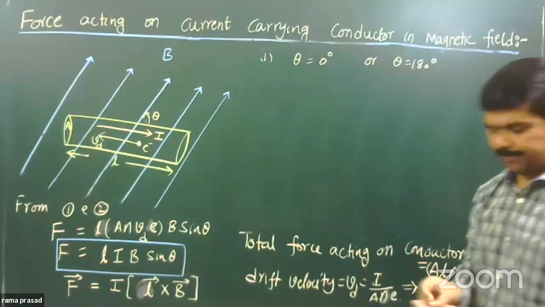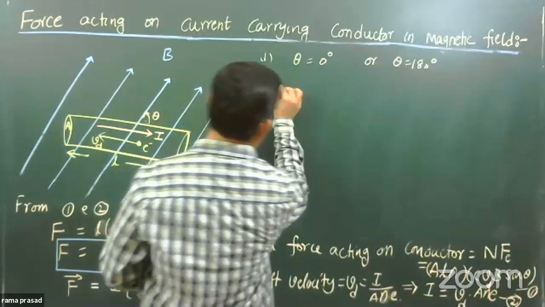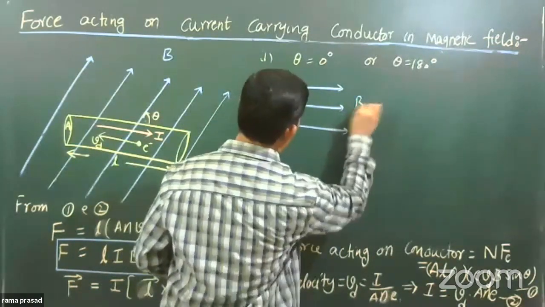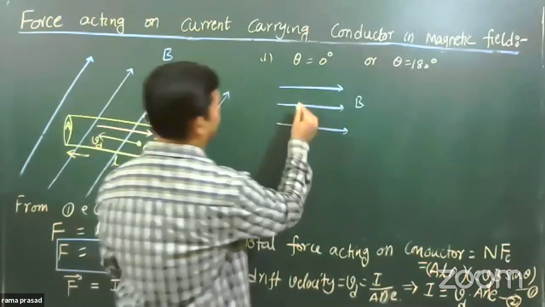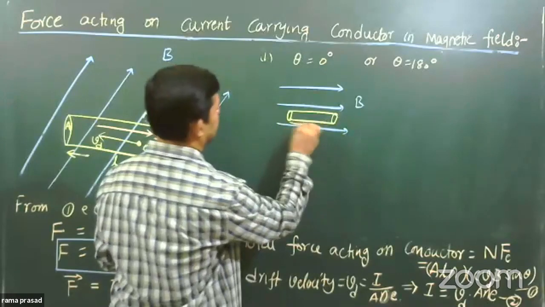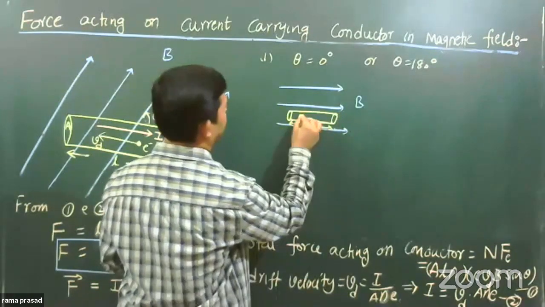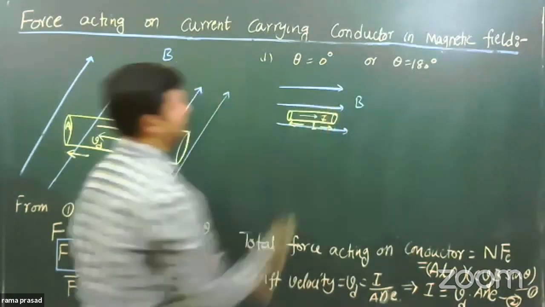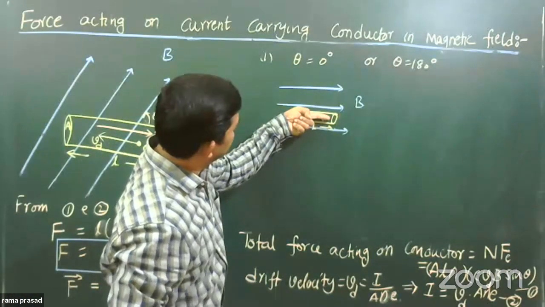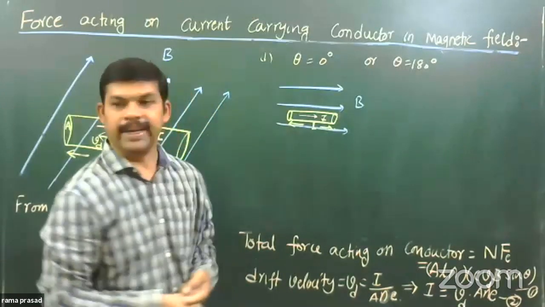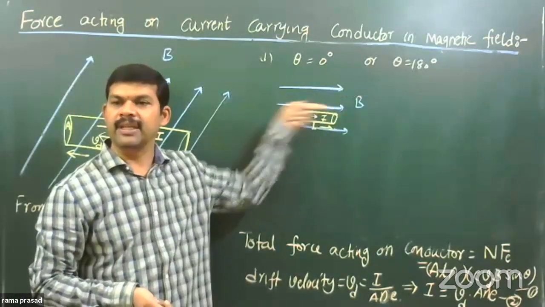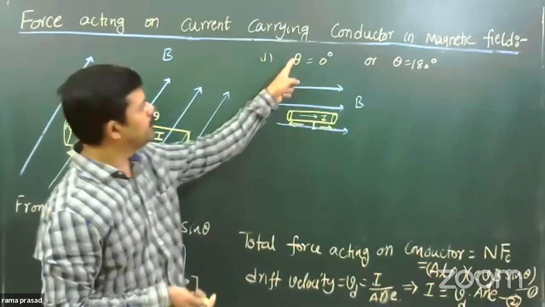What is the meaning? This is the field. You place the conductor in the field like this. Current is flowing in this direction. This conductor is placed parallel to the field, and current is flowing in the direction of the field. In the direction of the field, theta is 0.